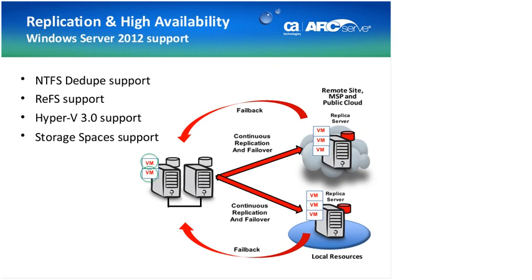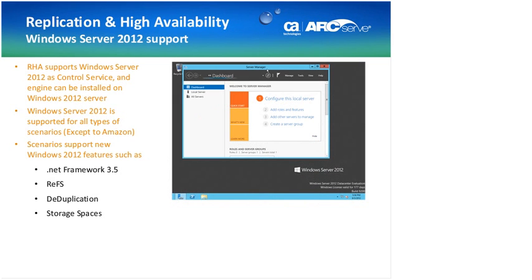Now let's talk about the last solution, which is replication and high availability. Again, Windows Server 2012 is supported: NTFS, ReFS, Hyper-V 3.0, storage space. We can replicate, and we can provide high availability, which means the failover feature, for Windows 2012 server.